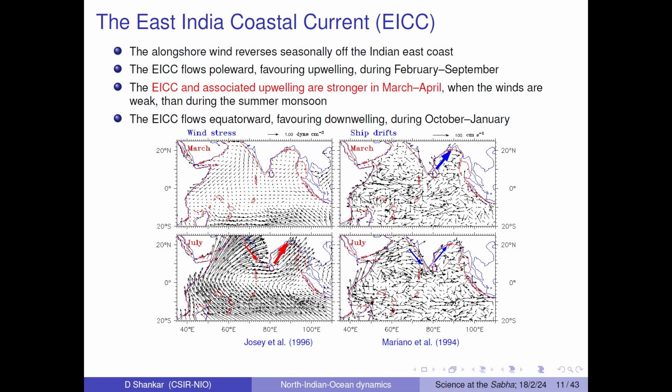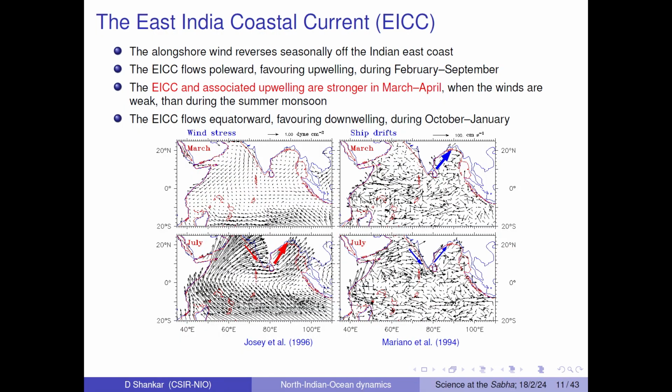The East India coastal current also reverses seasonally. This is the picture from March. This is the wind from March, and this is the wind from July. The current is actually stronger in March when the wind is weak. And when the wind picks up, and it is almost entirely along shore, an accident of geography, you have southwesterlies, and that is the orientation of the coast. So almost the entire wind vector is going into the longshore component. So it can drive a very strong current, but the current weakens.